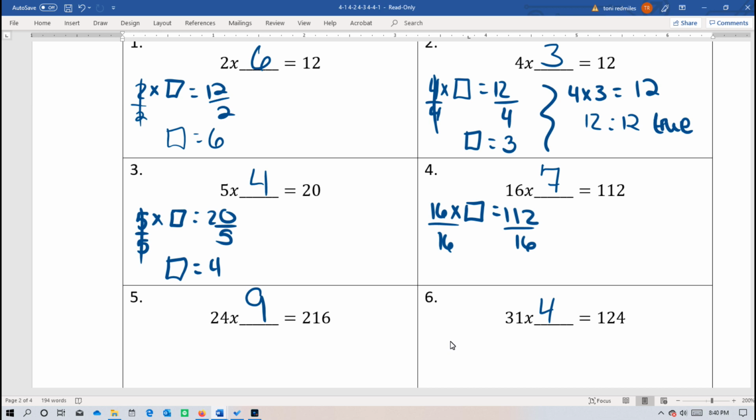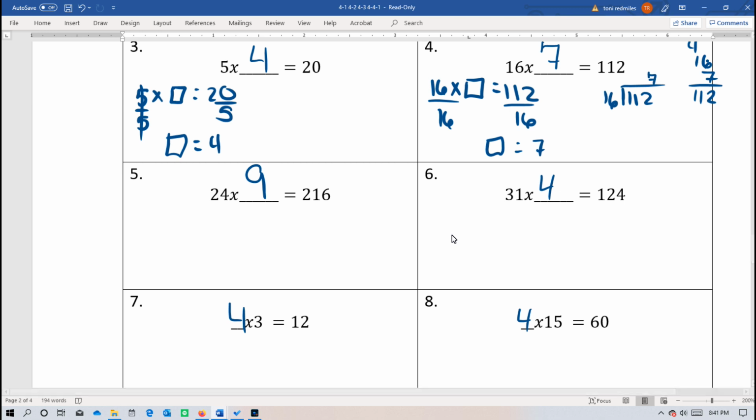All right, 16 goes into 112. It does go into it. We're not going to get a fractional value. All right, it goes into it 7 times, I believe. Let's test it out. So 7 times 6 is 42. 7 times 1 is 7 plus 4 more is 11. So yes, it goes in 7 times. So my box equals 7.